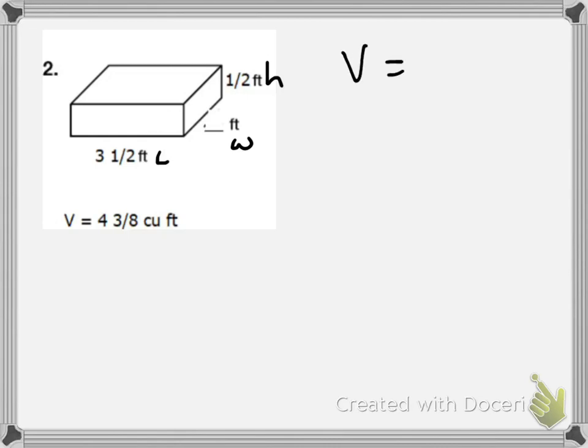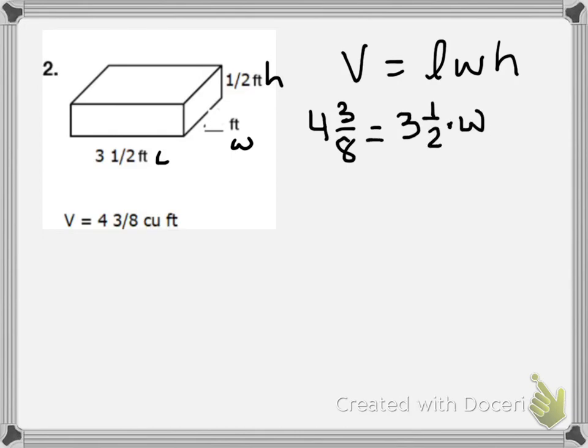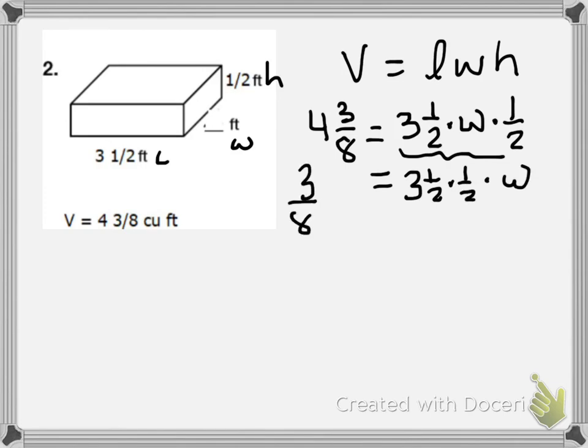So again, we're going to substitute what we know into the formula. The volume is 4 3/8. We know the length is 3.5. We don't know what the width is. We know the height is a ½ foot. I can rearrange all of this based on the commutative property of multiplication, right? So 3.5 times a half times the width is equal to 4 3/8.